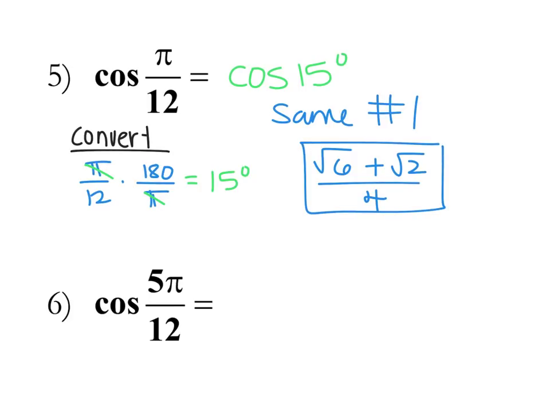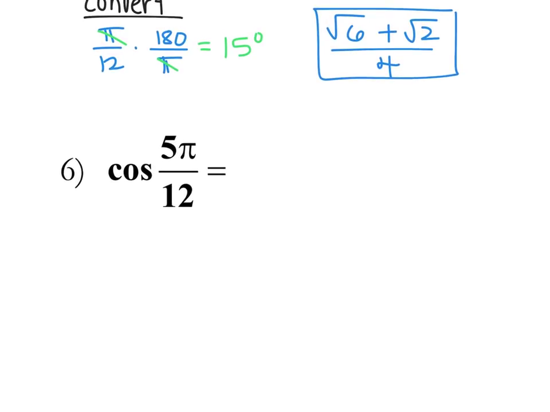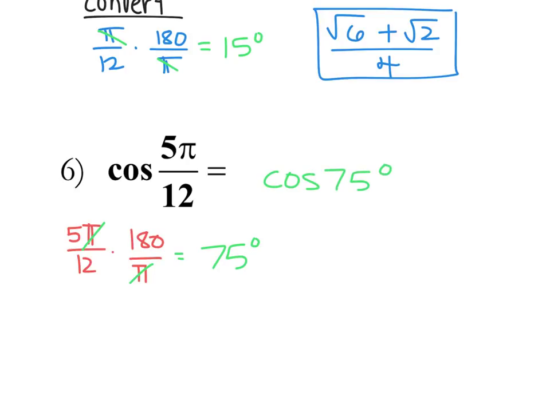Let's practice converting and doing the problem for number 6. Again, I just think it's easier to convert. Do you have to? No. But then you'd have to memorize all the radians over again. And I'm really thinking it's going to be easier for us just to convert every time. So 5 pi over 12 times 180 over pi. Pi's cancel. Let's see, 180 divided by 12 is 15 again, times 5 is 75 degrees. So this is the same as cosine of 75 degrees, which we already did as number 4.